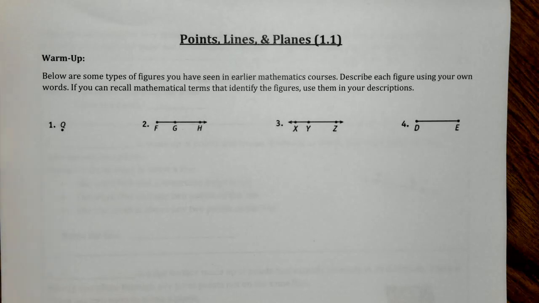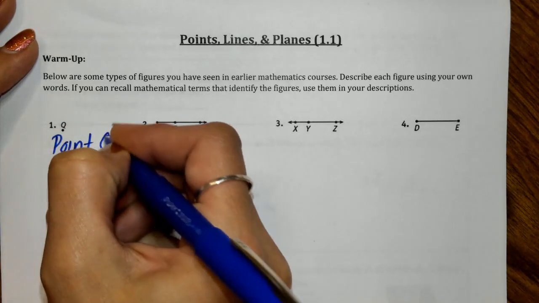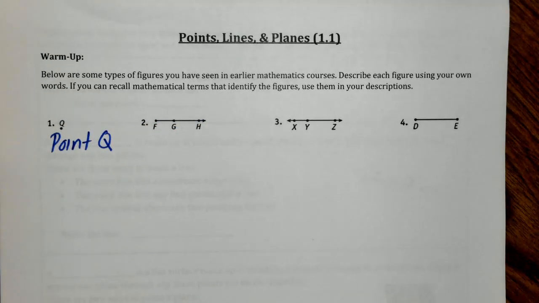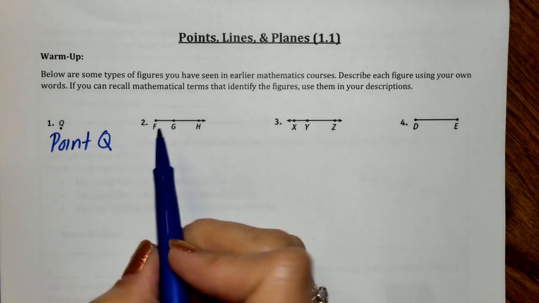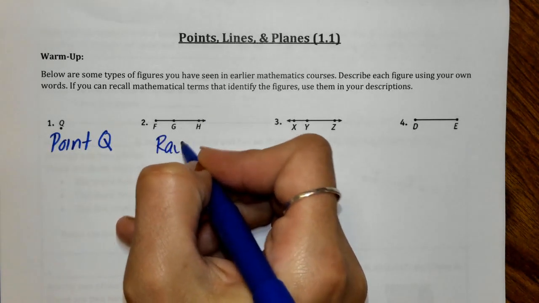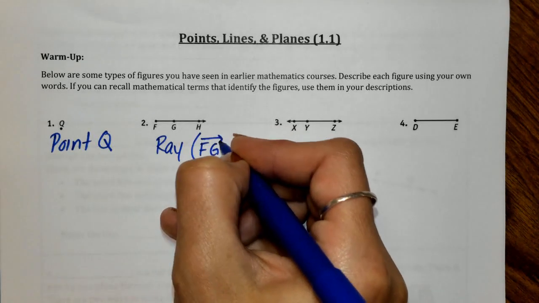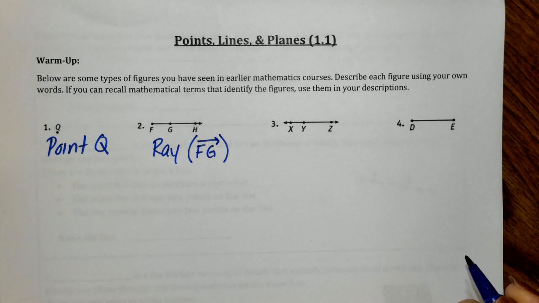And number one, we just have a dot. Well, we don't call it a dot. We call it a point, and we can name it point Q because it's Q. Number two is going to be a ray. A ray has an endpoint, and it goes on and on forever in one direction, so this will be a ray. And the name of this ray can be FG with a little arrow above it, looking just like a ray.